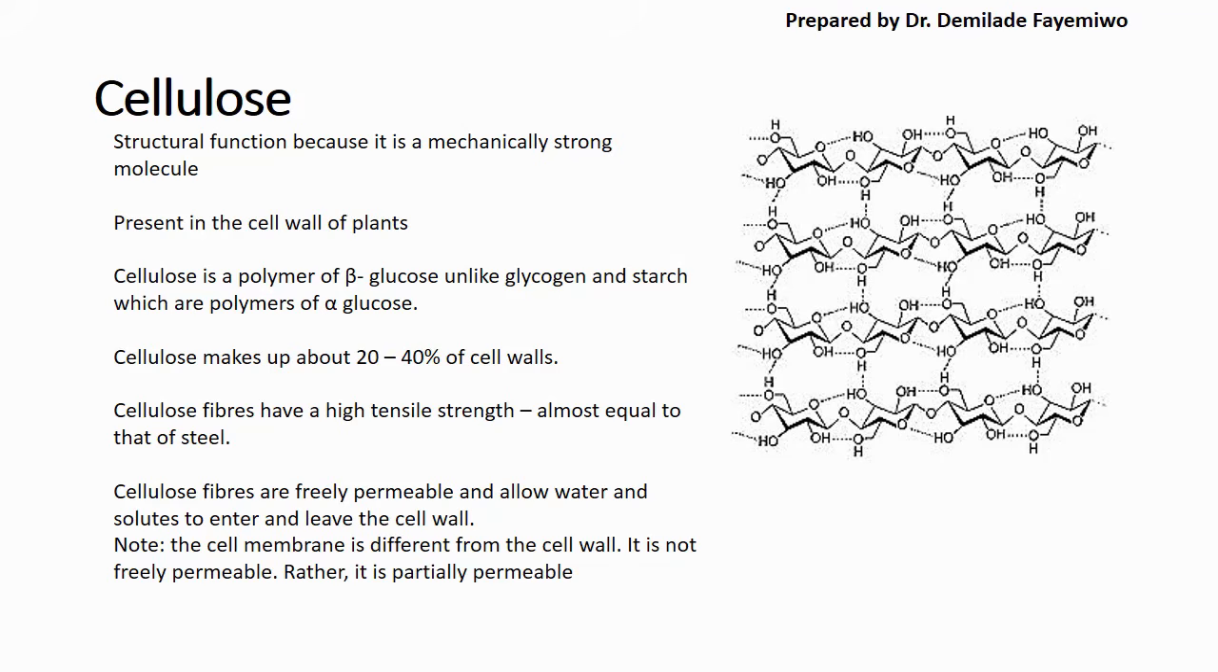Cellulose is present in the cell wall of plants, and it is made of beta glucose. So unlike glycogen and starch, which are made from alpha glucose, cellulose is made up of beta glucose. It has a very high tensile strength that is almost equal to that of steel, and cellulose fibers are permeable and they allow water and solutes to enter and leave the cell membrane.